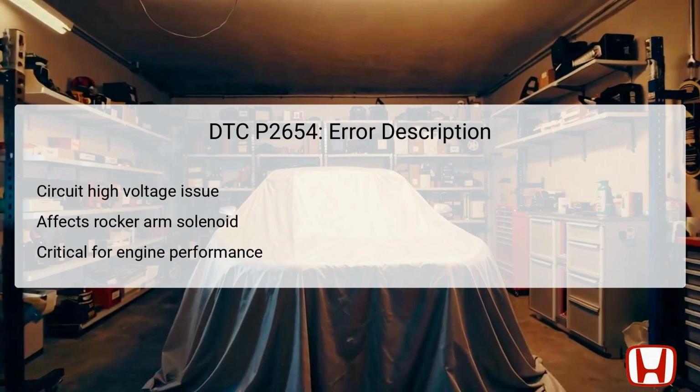The solenoid itself is typically located near the cylinder head, where it can effectively manage oil distribution to the rocker arms. If the circuit experiences high voltage, it can lead to erratic behavior, potentially causing issues such as reduced power output, increased emissions, and poor fuel efficiency. Identifying this issue is crucial since it can affect overall vehicle performance. Proper troubleshooting should start immediately to prevent further complications.